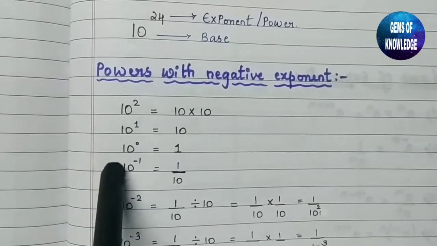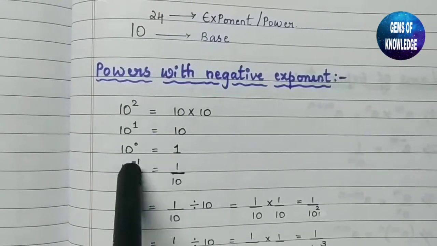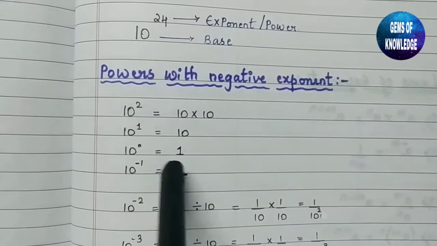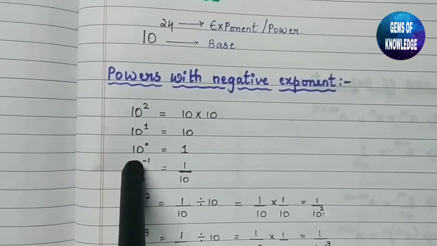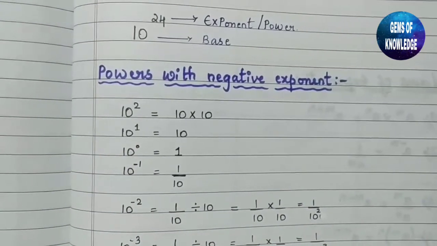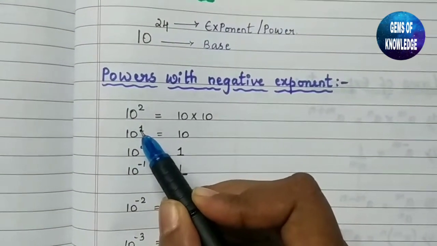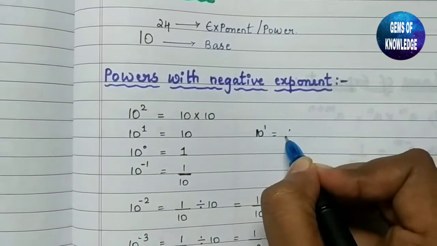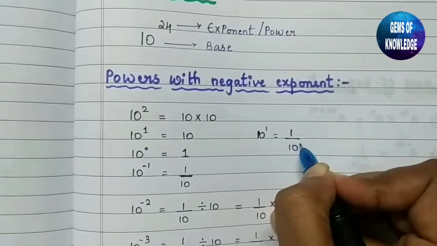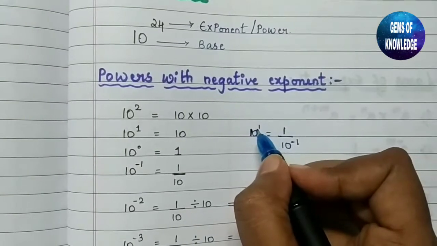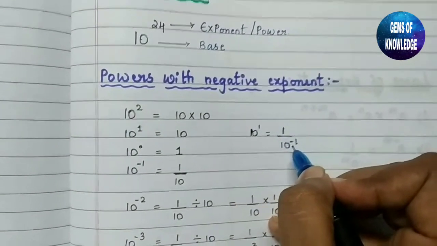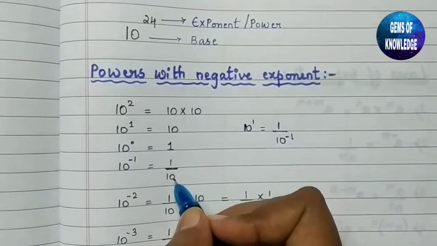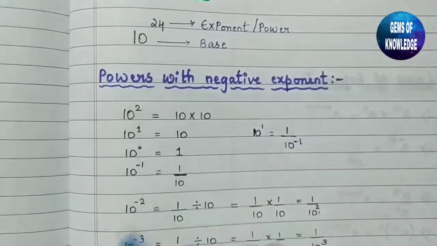Similarly, when we get 10 to the power of minus 1, when we bring a power from the numerator to the denominator, it will change its sign. As you can see, 10 to the power of 1 is given. If we bring that 10 to the power of 1 from numerator to denominator, it will become 1 divided by 10 to the power of minus 1. Since here it is given as plus 1, it will change its sign to minus 1. Similarly, when it is minus 1, it will change its sign to plus 1. It means here it is 10 to the power of plus 1.